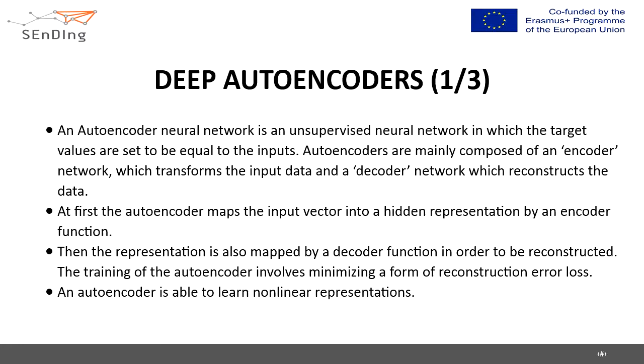An autoencoder neural network is an unsupervised neural network in which the target values are set to be equal to the inputs. Autoencoders are mainly composed of an encoder network, which transforms the input data, and a decoder network which reconstructs the data. At first, the autoencoder maps the input vector into a hidden representation by an encoder function. Then the representation is mapped by a decoder function in order to be reconstructed. The training of the autoencoder involves minimizing the reconstruction error loss. An autoencoder is able to learn nonlinear representations.